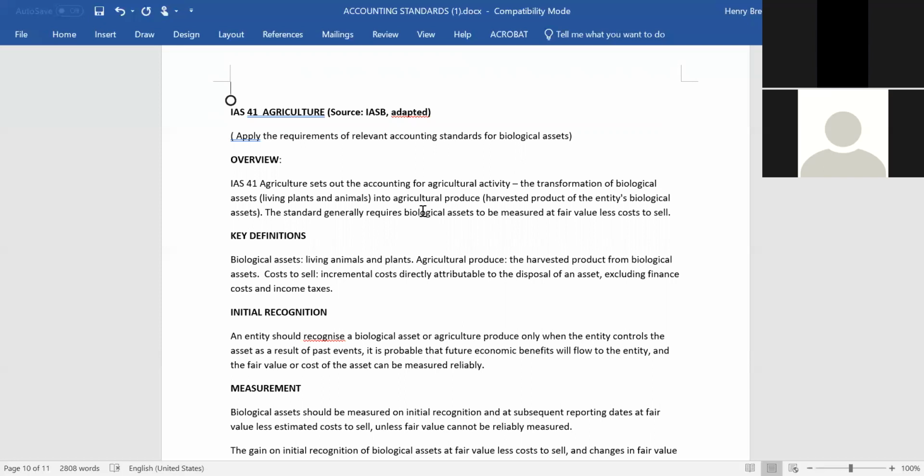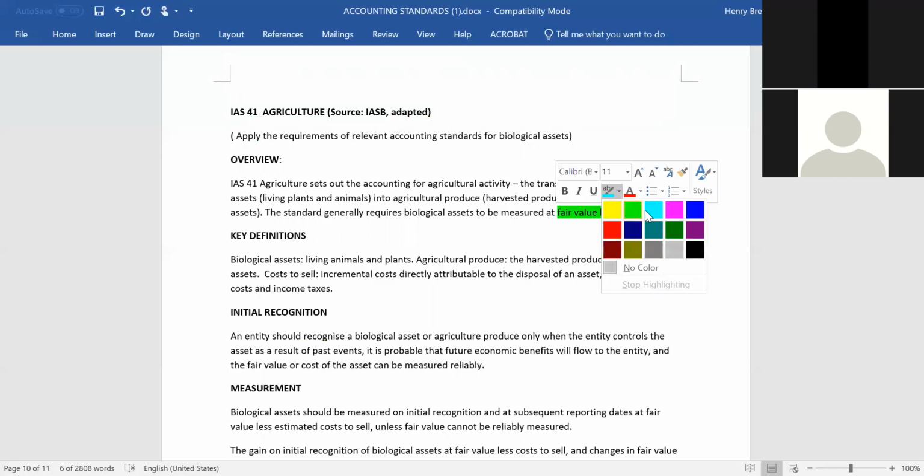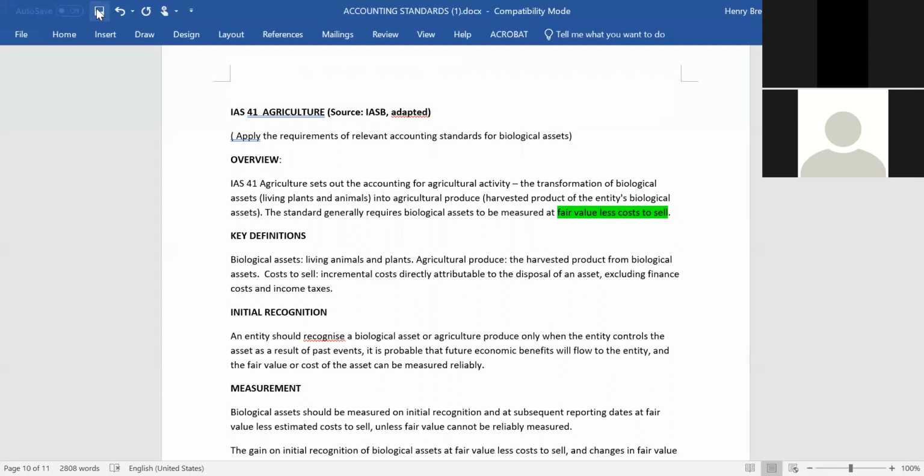So in instances where we harvest our product, it can be a plantain, it can be, let's say, sugarcane, whatever. If it is harvested, we should determine the valuation per accounting standard. The standard generally recognizes biological assets to be measured at fair value less cost to sell. Really important for measurement purposes. So it is measured at fair value less cost to sell, right?